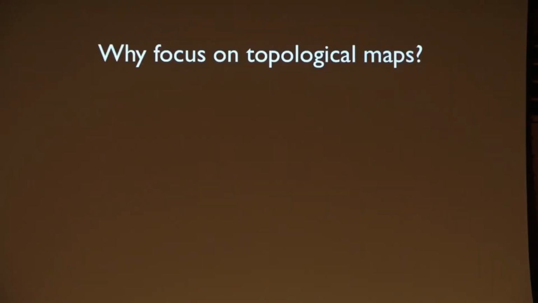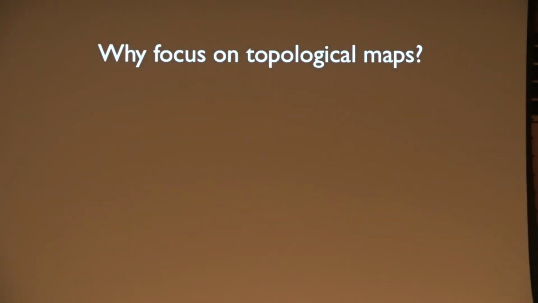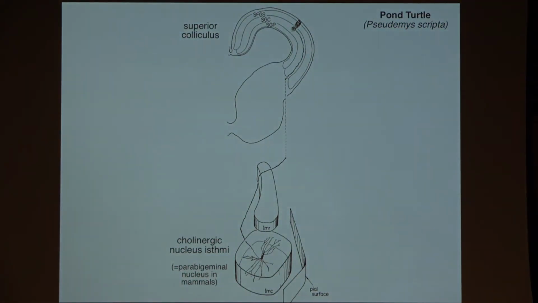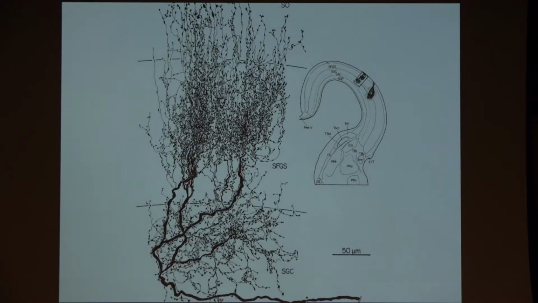So why focus on topological maps? Maps, preserving maps between areas. It all got started with turtles. I worked on the attention system in turtles, one of the visual attention systems of the turtle. There's a cholinergic projection that goes up to a map in the superior colliculus of the turtle. This is a beautiful terminal from up in the superior colliculus, about 1/10 of a millimeter across. It forms a nice high-resolution map in the tectum.